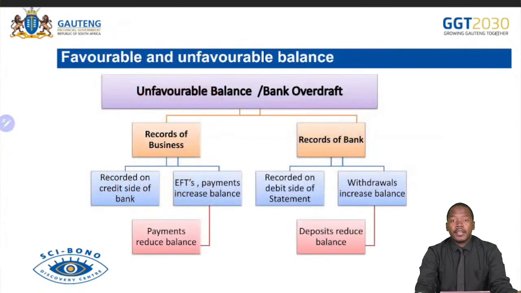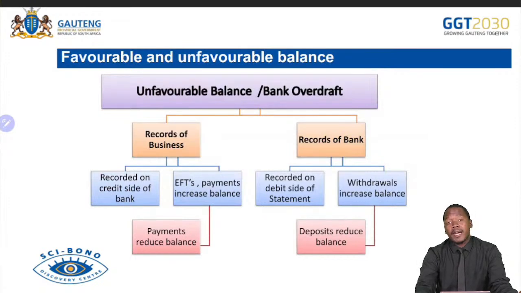Therefore, we have to do bank reconciliation. Now, next slide. There are terminologies that we use. We have our jargon that we use in accounting. We are talking about unfavorable balance, or sometimes we call it a bank overdraft. Now, we're having 2 sets of records. We're having the business records. We also have the bank records. Now, on the business records, our unfavorable balance will be recorded on the credit side of that bank account. And then also, we will find our EFTs, our payments, which will decrease our balance.